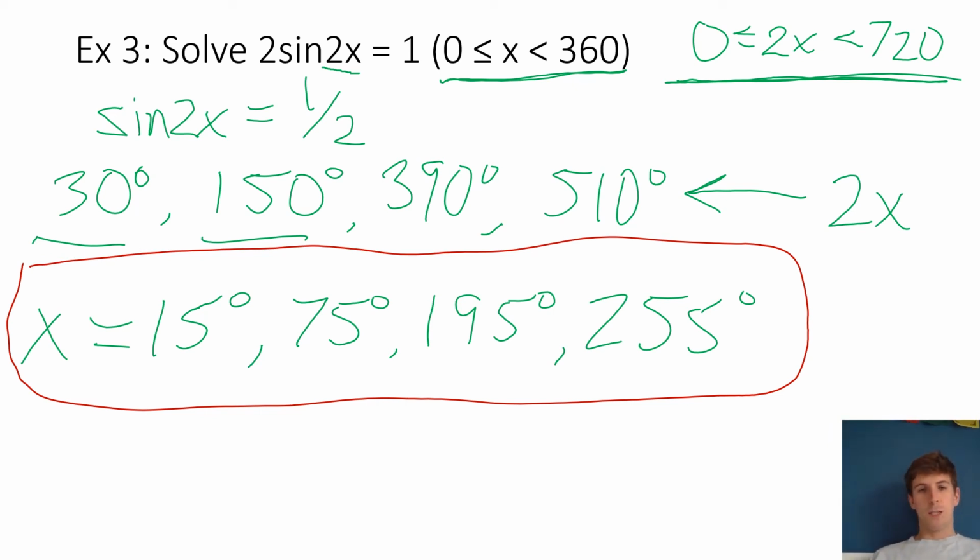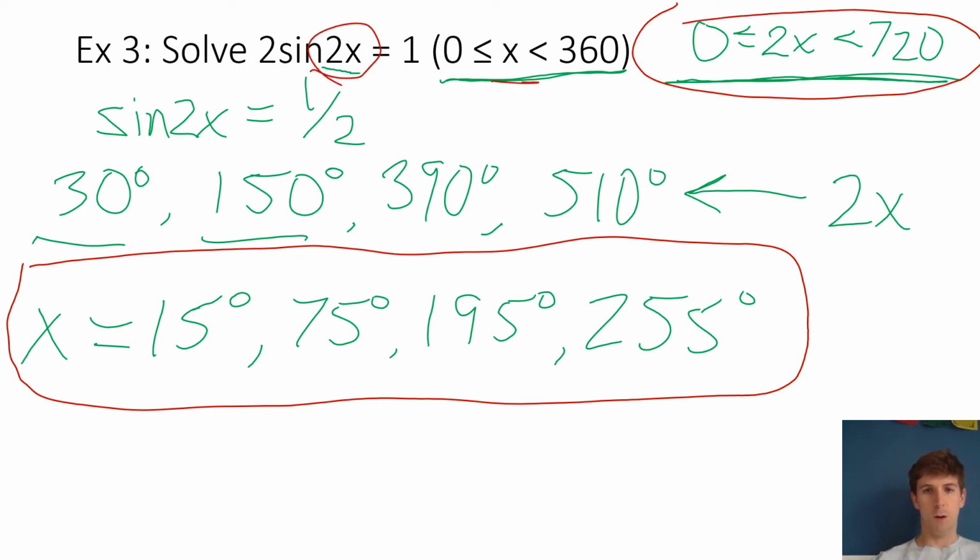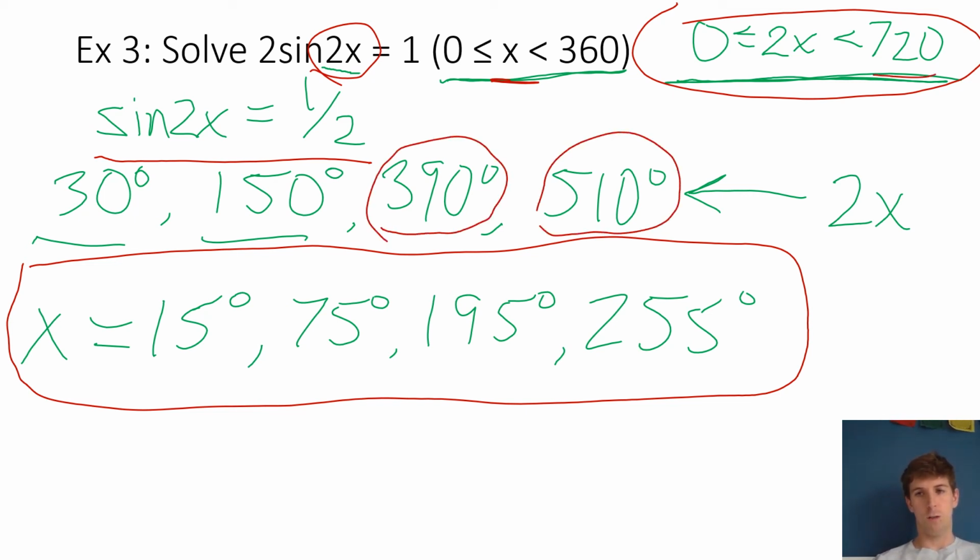The hardest step there is making our new domain, which we did up here, for the values of 2x as opposed to x. Once we did that, all we did was solve for sine 2x, very similar to what we did back in chapter 8. You get the values of 2x. Sometimes these are easy to miss because you have to think about that extra revolution all the way to 720. Once you have those values of 2x, we just divide each one by 2, and there we get our values of x.